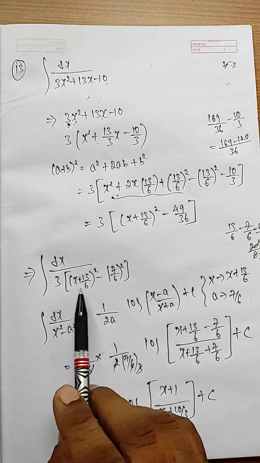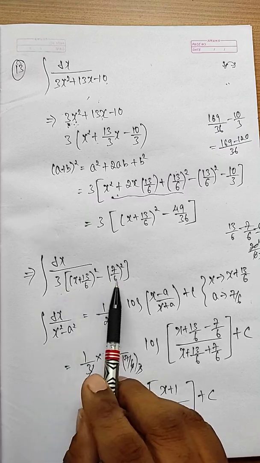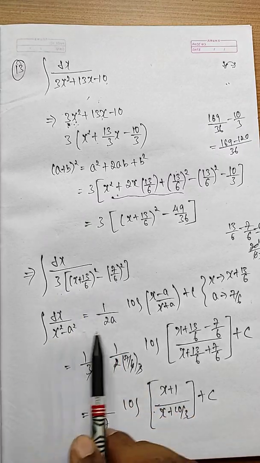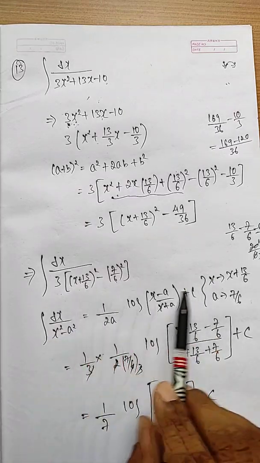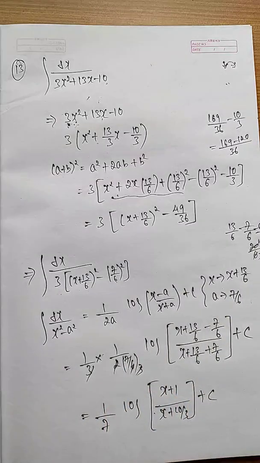Integration of dx by 3 into x plus 13 by 6 whole square minus 7 by 6 whole square. When you compare this problem with the standard form, this is a standard form. x is replaced as x plus 13 by 6, a is replaced as 7 by 6. Then we get the answer like this. Is it clear? Is it okay? So take a screenshot of this problem and copy to your notes.